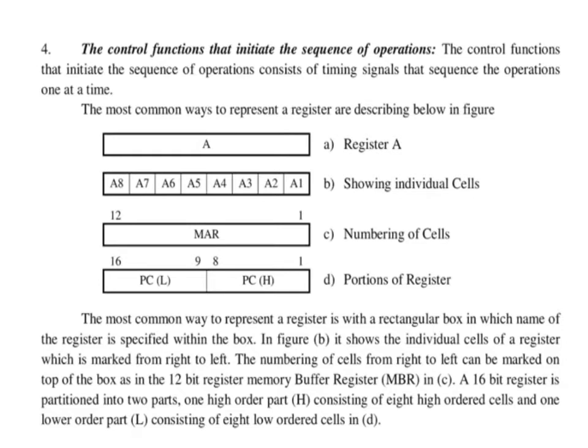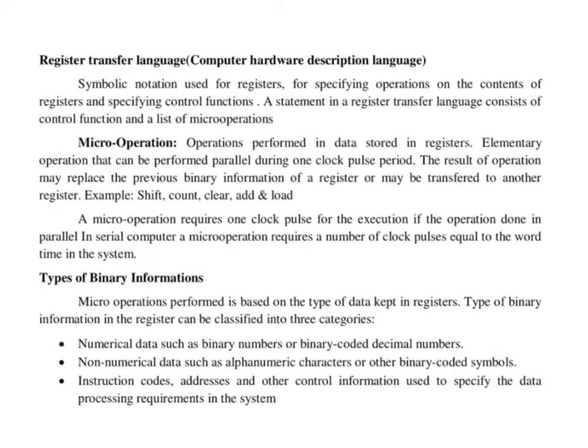In a register transfer language, a statement consists of a control function and a list of micro operations. The operations performed on data stored in registers are shift, count, clear, add or load. A micro operation requires one clock pulse for the execution of the operation. The type of binary information can be classified into numerical data such as binary numbers, and non-numerical data such as alphanumeric characters, instruction codes, addresses and other control information.